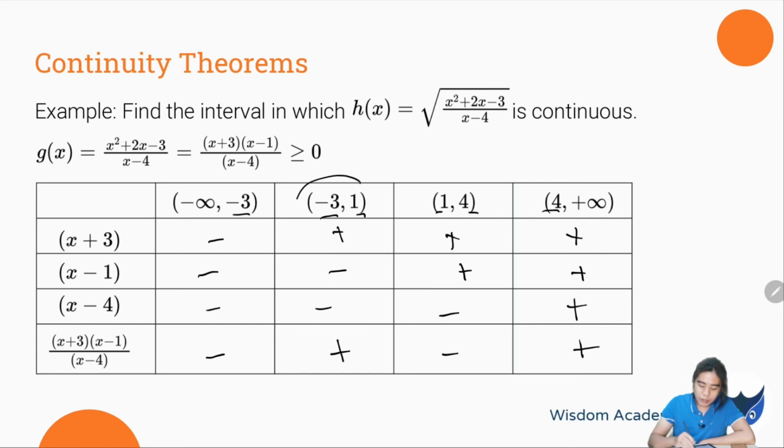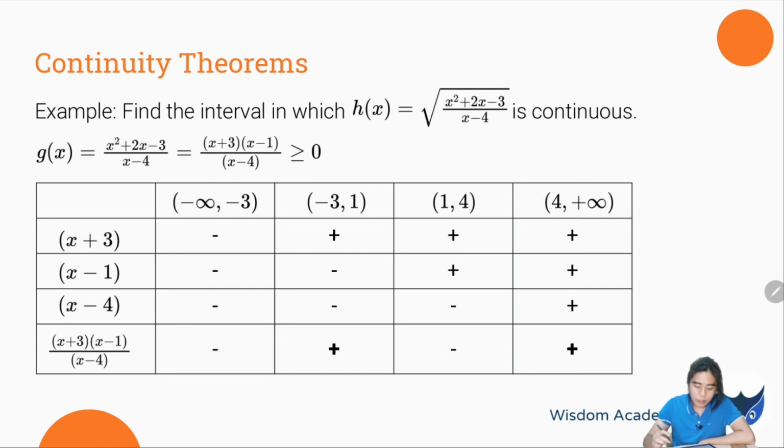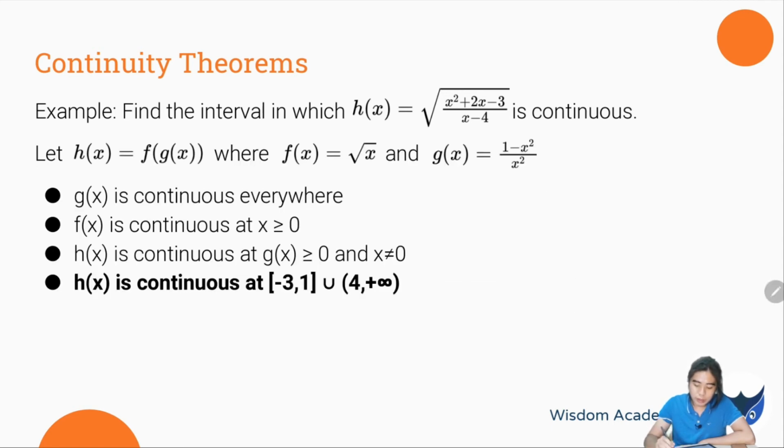So, at the intervals negative 3 to 1 and 4 to infinity, g of x is greater than or equal to 0. So, therefore, the interval wherein h of x is continuous is from negative 3 to 1, close interval kasi at negative 3 equals siya to 0 and at 1 equal din siya sa 0. So, close interval. Union 4 to infinity. Open interval siya sa 4 kasi undefined nga siya sa g of 4. Ito, x is not equal to 4.